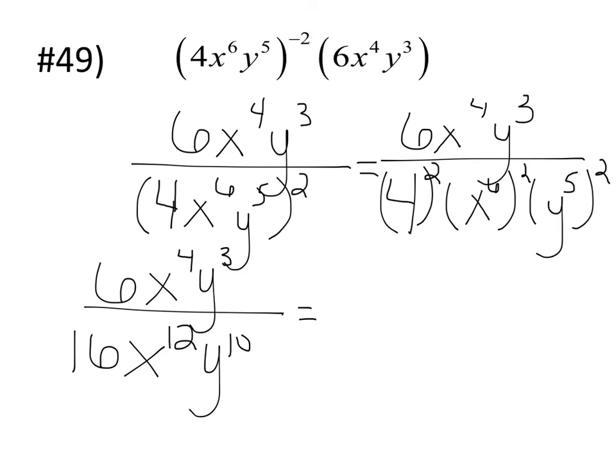Okay, let's reduce this. 6 over 16, they can both be reduced by 2. So that gives us 3 over 8. So we have 3 over 8. And then we have our quotient rule. You've got x to the 4th and x to the 12th. So you can do it this way. You can say x, if you do 4 minus 12, you get negative 8.